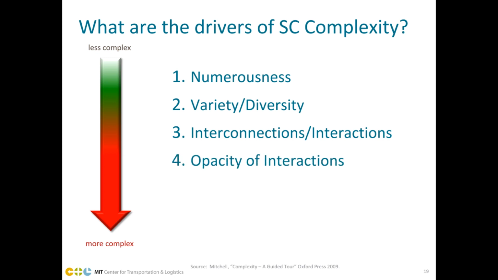The fourth driver is the opacity of interactions. So what does opacity mean? Essentially it means it's not transparent. So the less that is known about the nature of the interactions between the entities, the greater the complexity. A lot of times people don't even see that there's an interconnection or any kind of interaction.